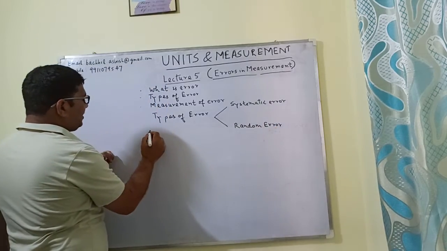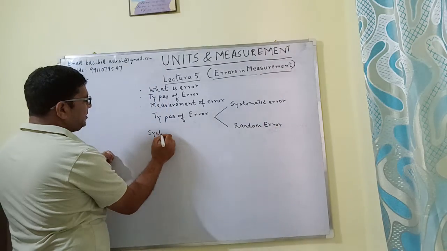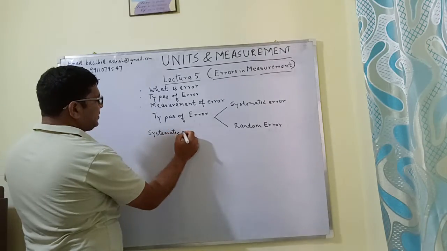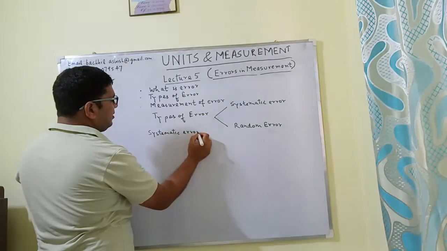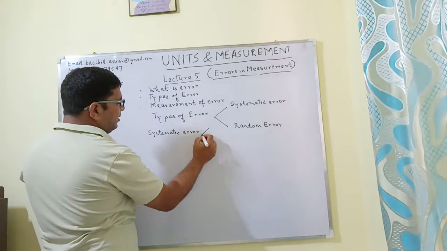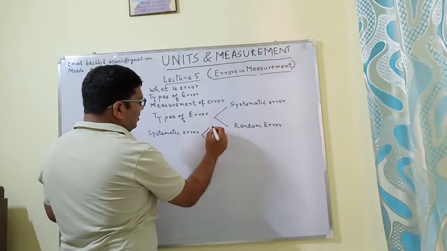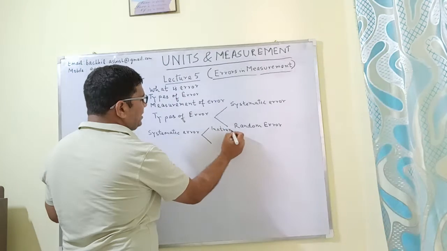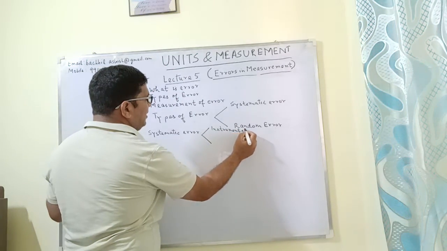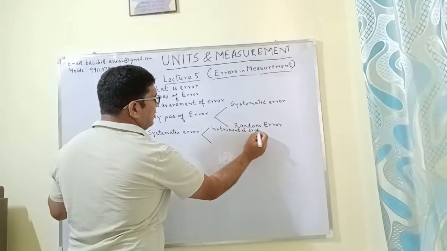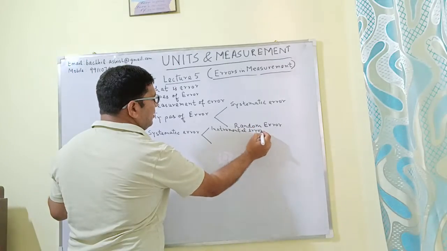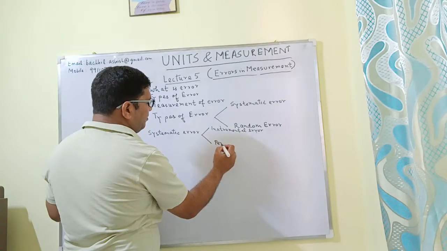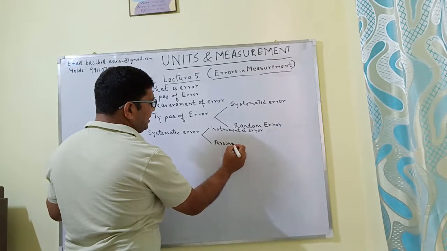Now the systematic error is further of two types. The first one is the instrumental error, and the second one is the personal error.